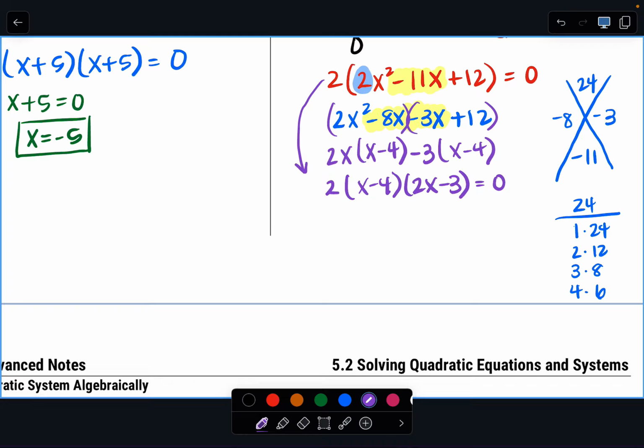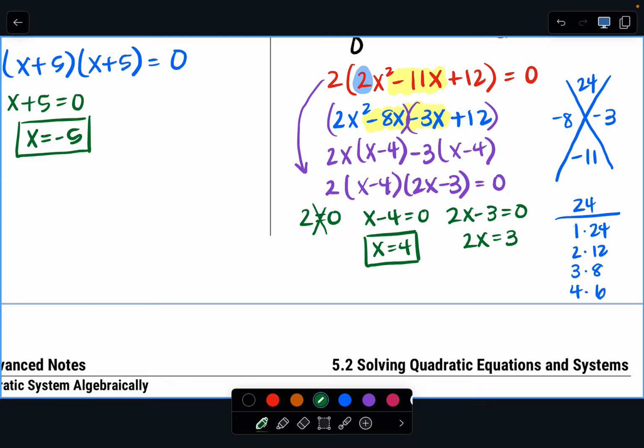Now, I'm going to go in and I'm going to solve. So I'm going to have 2 is equal to 0, x minus 4 is equal to 0, 2x minus 3 is equal to 0. This first one doesn't have anything to solve for, so I'm going to leave it alone. This should end up being x equals 4. Now, for the last one, remember, it's a two-step. The first thing I'm going to do is add the 3 to the other side, and then in order to get x completely by itself, I need to divide both sides by 2.